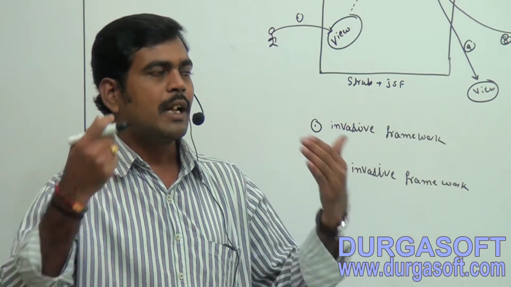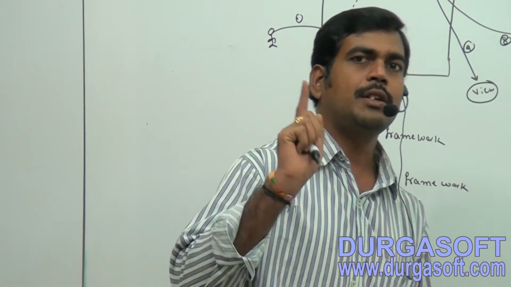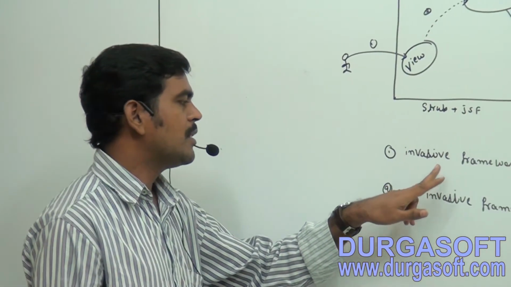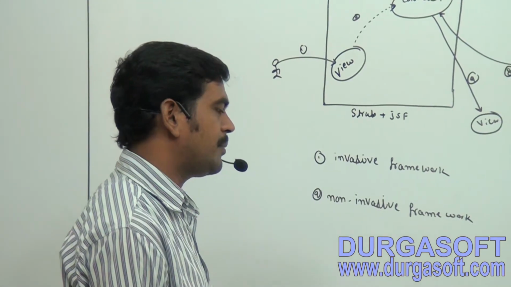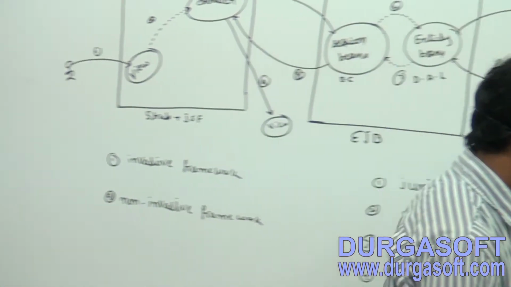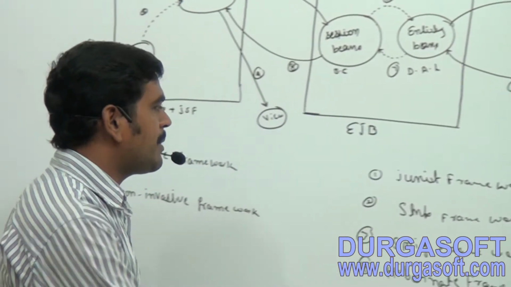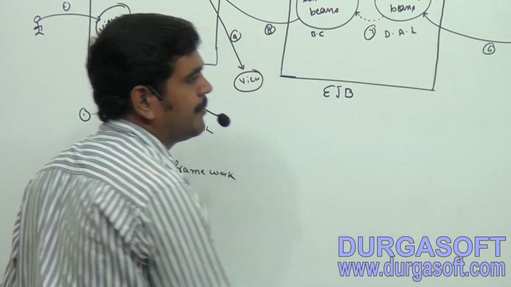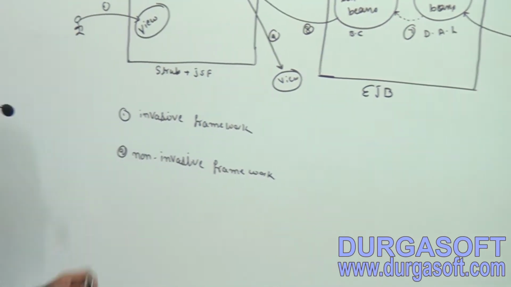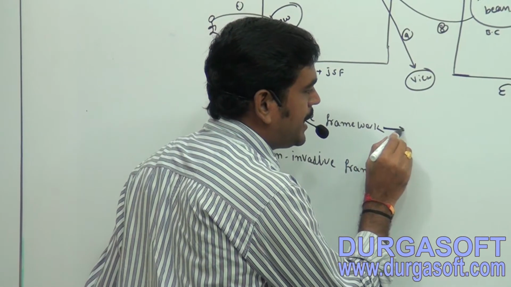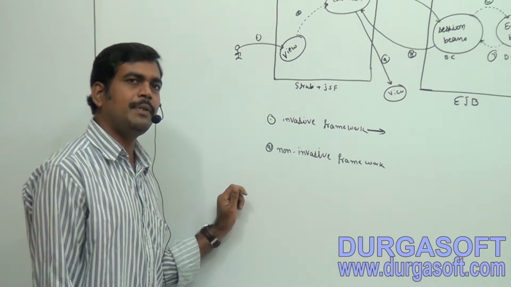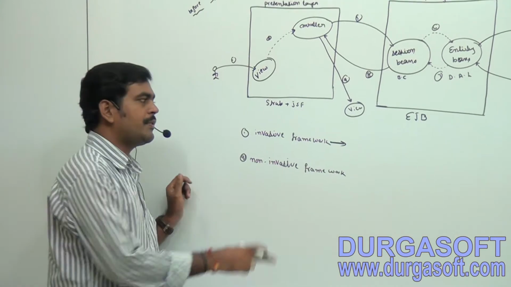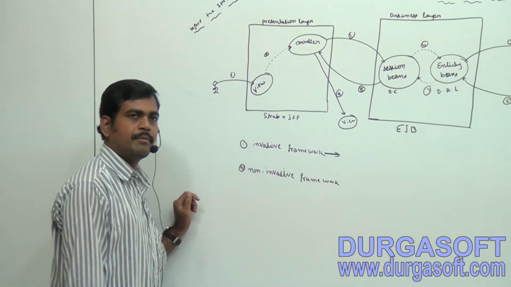Fine. So now, according to the industry, there are two types of frameworks. Number one is the invasive framework. Number two is the non-invasive framework. Invasive framework means we must implement some predefined API. Even though it is a framework, we must implement some predefined API.